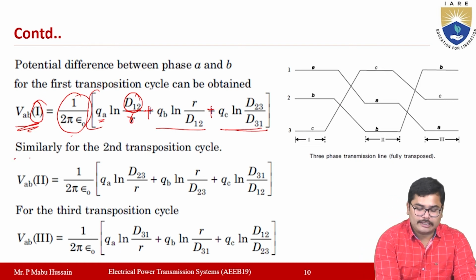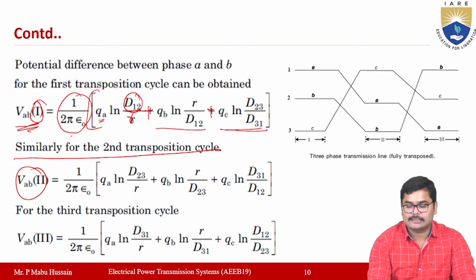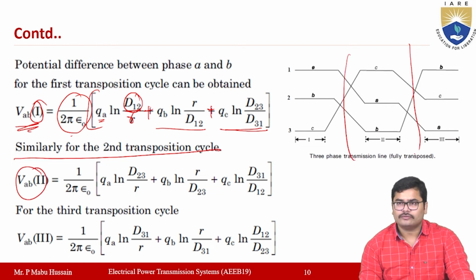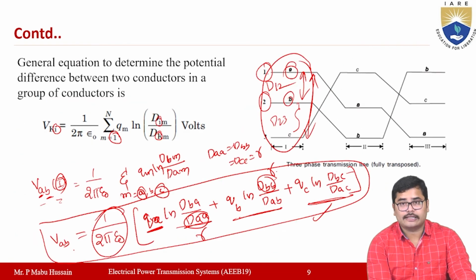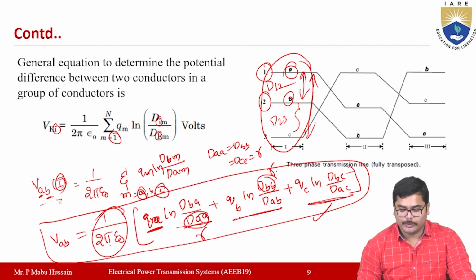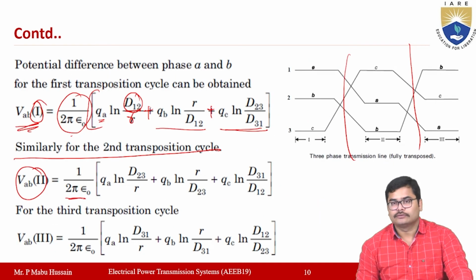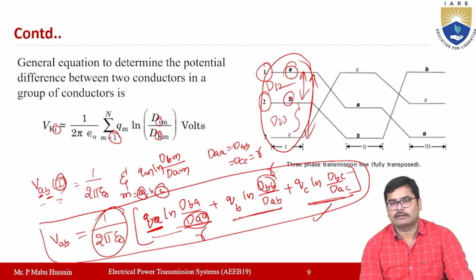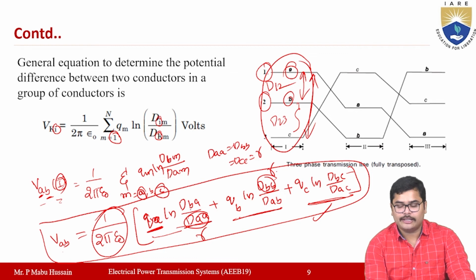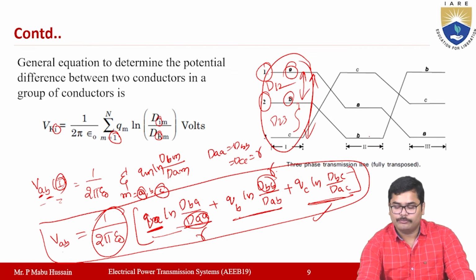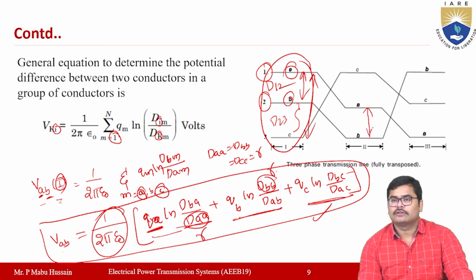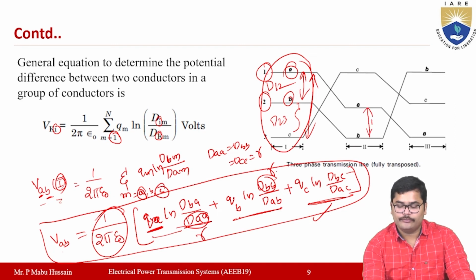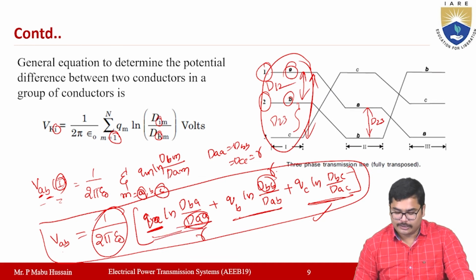Then in the second section, similarly, how can you write this? So VAB in the second section, right? In this second section, the distances may be changed. So if you write the same equation for the second section, VAB is equal to 1 by 2 pi epsilon naught, as it is. Then the first term is QA ln DBA by R. QA is as it is. If you observe, B to A is this distance, D23. So QA ln D23 by R you will get.